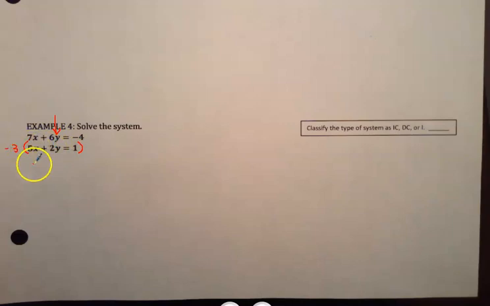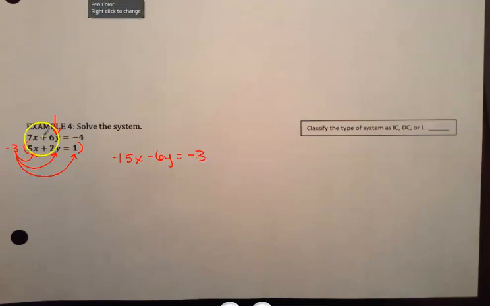So negative 3 times 5 is going to be negative 15x. Negative 3, so I'm distributing. Negative 3 times 2y is going to be negative 6y. And negative 3 times 1 is going to be negative 3. I didn't do anything to my original top equation. It stays 2x plus 6y equals negative 4.